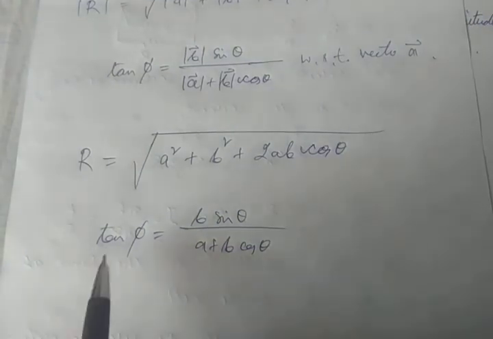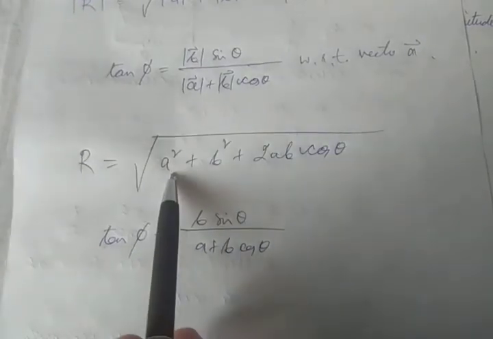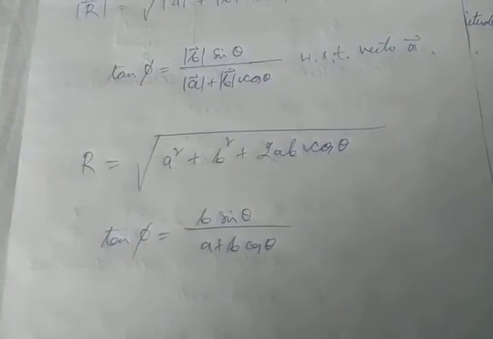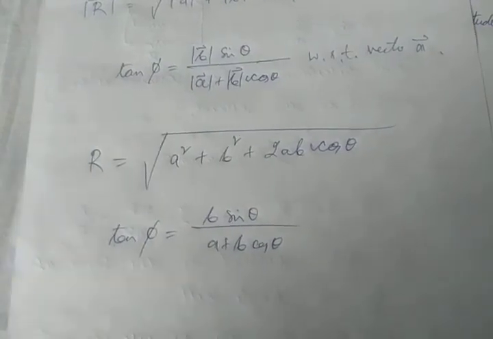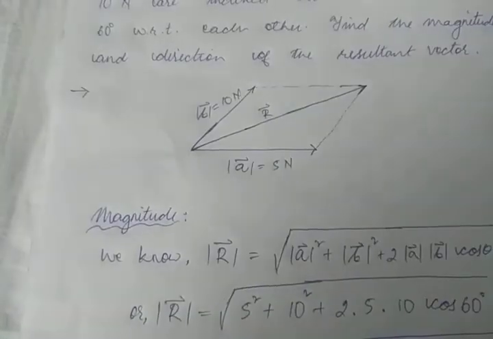Likewise, tan phi is b sine theta divided by a plus b cos theta. So whenever you see only this way of specifying a vector, you have to understand that we are only talking about the magnitude part of the vector. Get this drilled inside your head, remember. With this, let us continue.